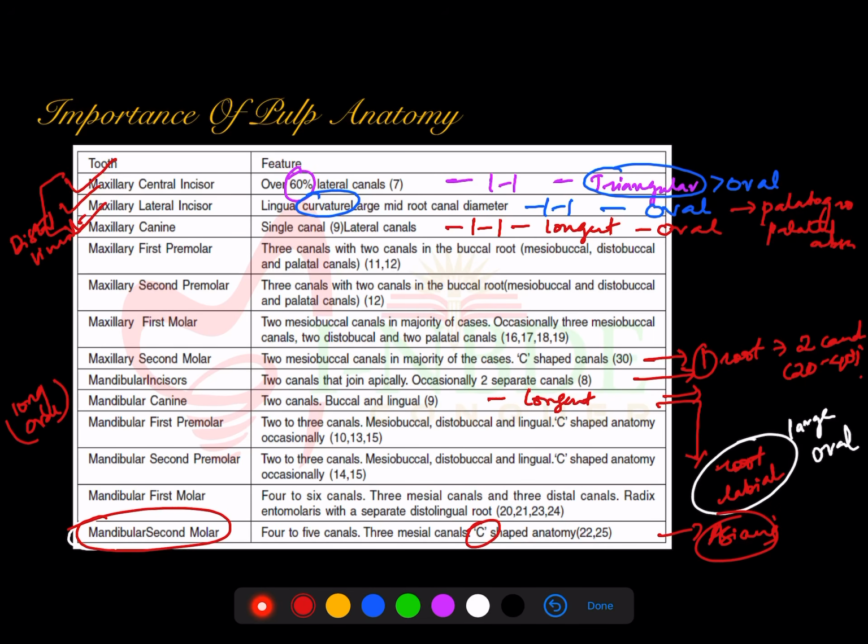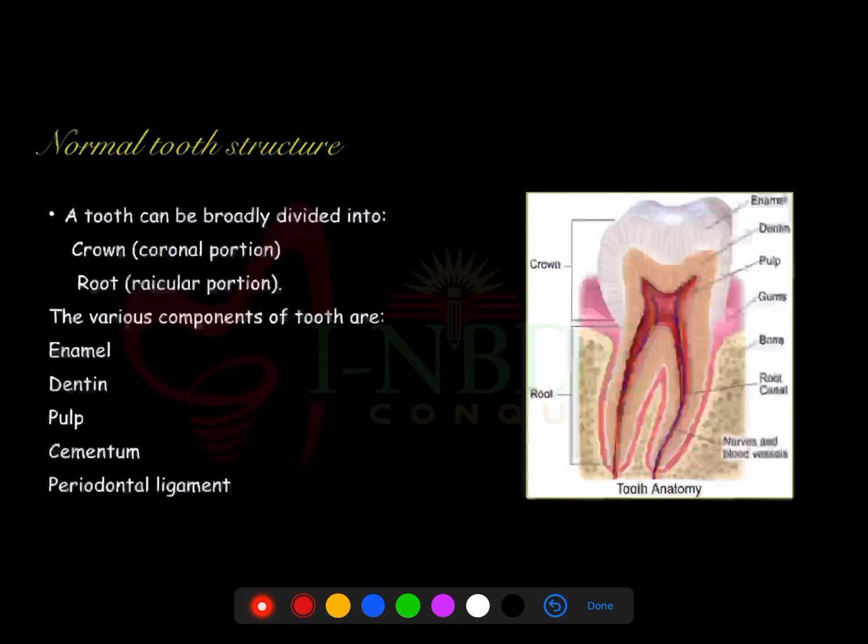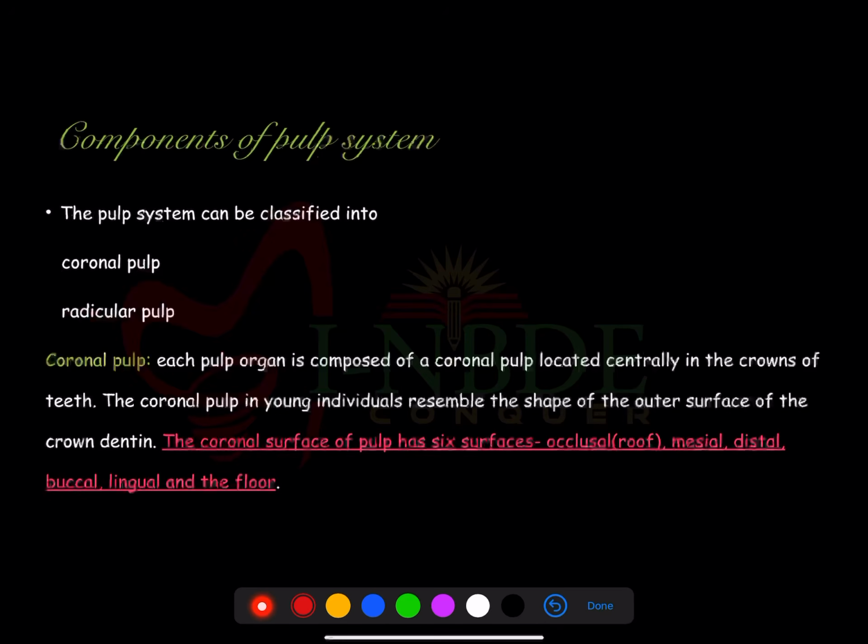Okay, hope you have noted these important points. And coming to the normal tooth structure, it is divided into coronal, root, and radicular portions, and each component is going to have enamel, dentin, pulp, cementum, and PDL, which we are going to discuss in detail in Dental Notes. So the pulp is classified into coronal pulp and radicular pulp. And the coronal pulp, of course, this is a question again for you guys. Coronal pulp has how many surfaces? Coronal pulp has 6 surfaces.